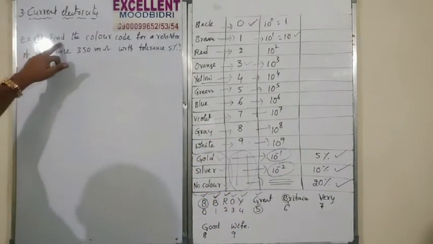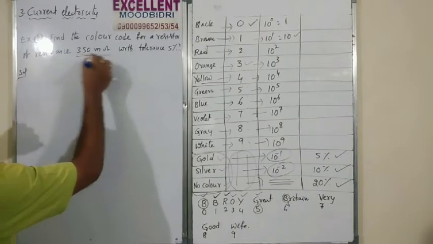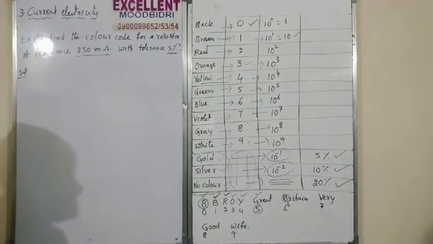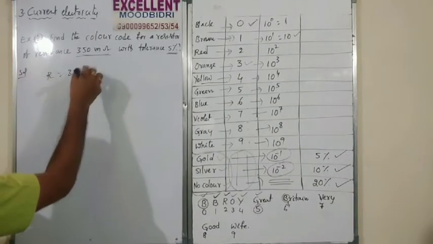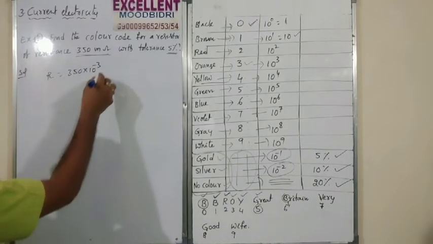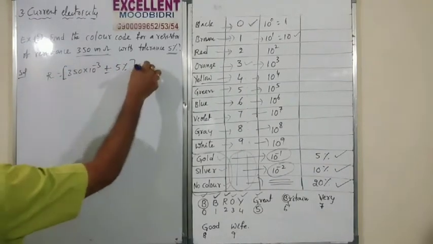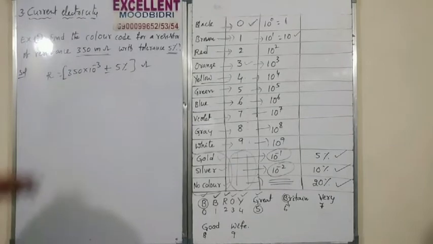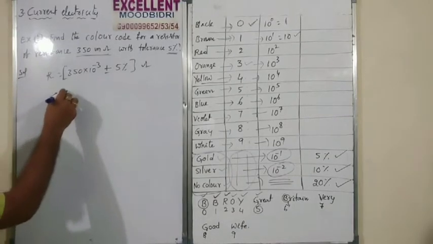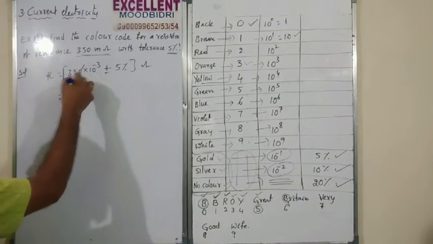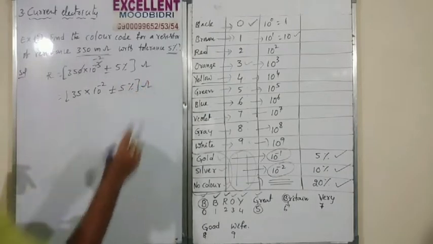Find the color code for a resistor of resistance 350 milli ohms with a tolerance of 5%. R is equal to 350 milli ohms, meaning 10 power minus 3, plus or minus 5% tolerance. Are you clear? Then 35 into 10 power minus 2 will come. So 10 power minus 2 plus or minus 5% ohm.